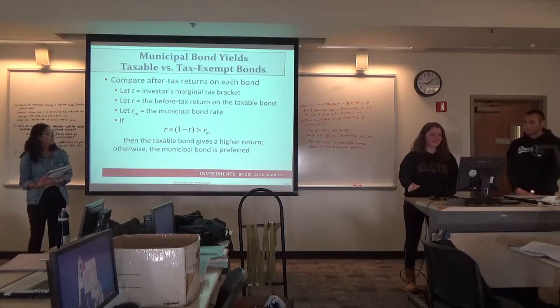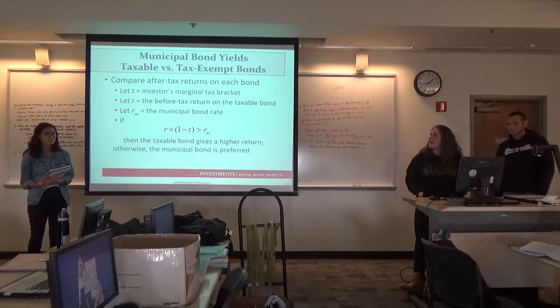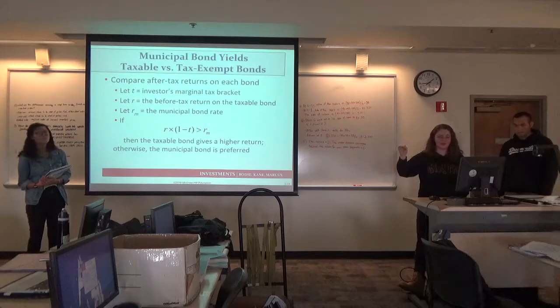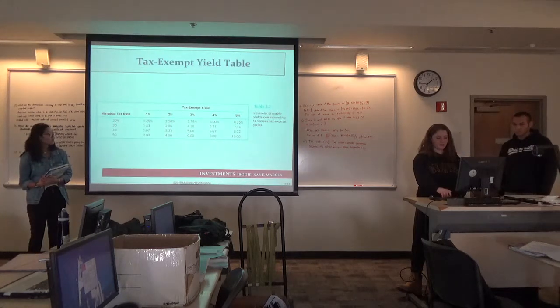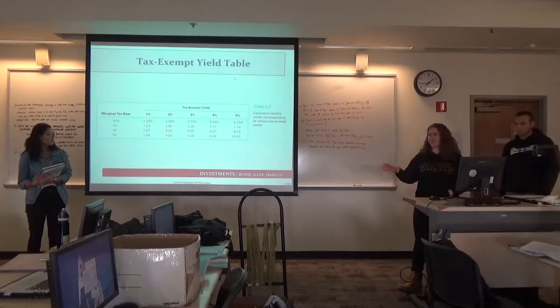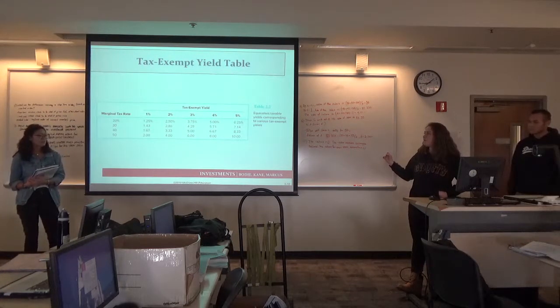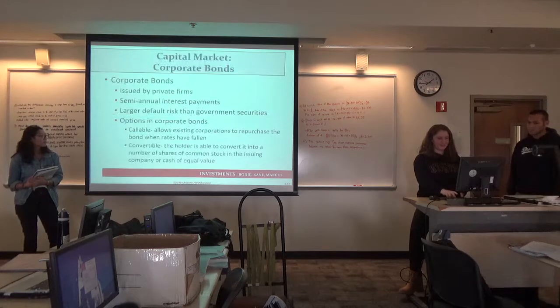Okay, so we have comparable after-tax returns on each bond, and this is the formula that you would use when you're looking for the rate of return, and providing reasoning for why the municipal bond is preferred. And then this is another visual that we wanted to bring up for the reasoning for why certain things are more tax exempt than others.